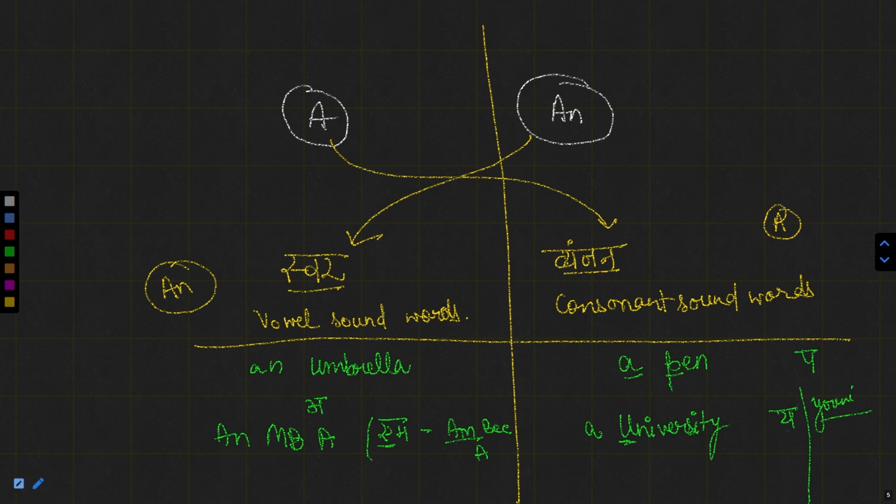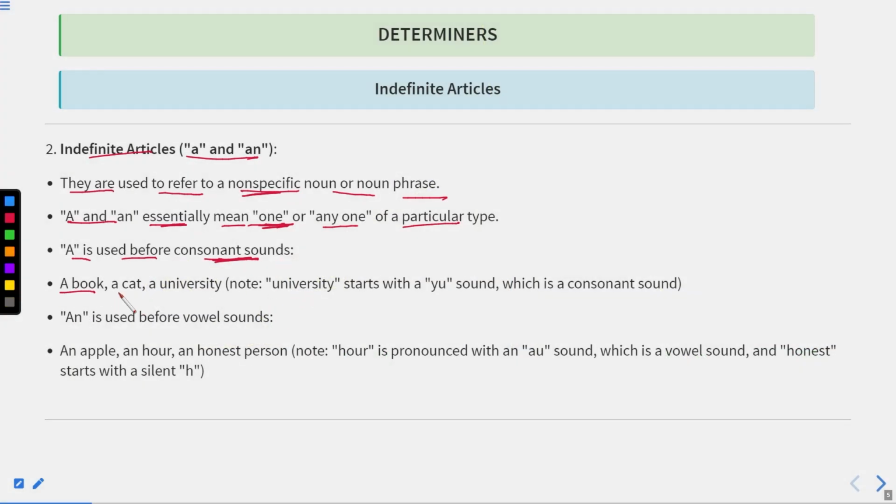Okay, now a book, a cat, a university. Note that university starts with a U sound, which is a consonant sound. An is used before vowel sounds: an apple, an hour, an honest person.